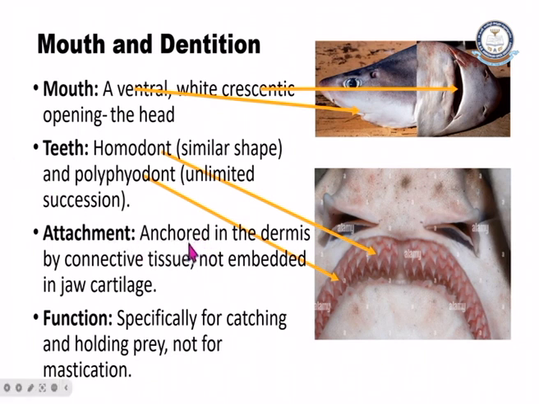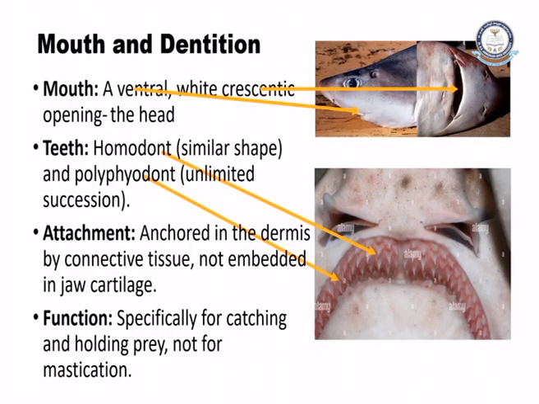Attachment of the teeth is anchored, they are anchored into the dermis, that means they are not fixed into the jaw, they are arranged peripherally. So, they will be lost very easily, and the teeth will be forming any number of times.